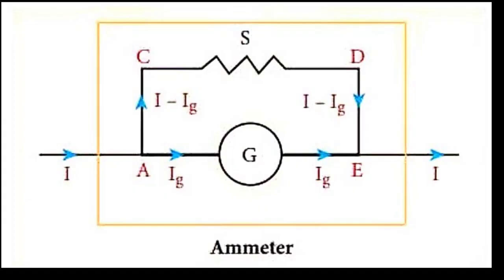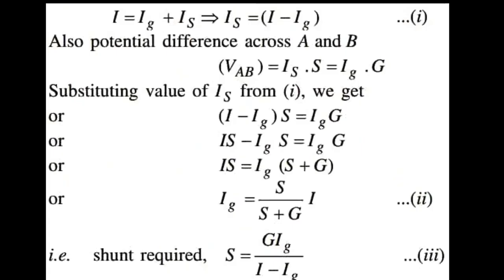A galvanometer can be converted into an ammeter by connecting a low resistance in parallel to the galvanometer. Let this resistance be represented by S; its other name is shunt resistance. For the conversion, we connect the galvanometer in parallel to a shunt resistance, which is also known as a small resistance, and let a current I flow through this combination. The current Ig flows through the galvanometer, and the remaining current I minus Ig flows through the shunt resistance.